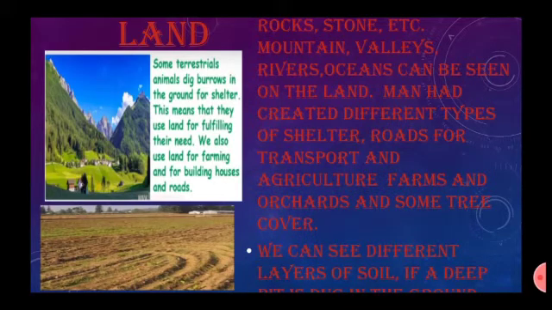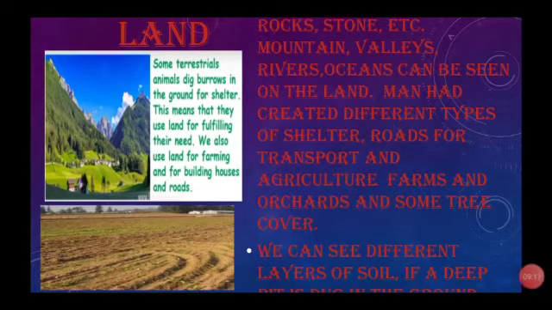Land is seen in the form of stones, soil, and big rocks. It is not flat everywhere. It is hilly in some places and flat in others. All terrestrial animals, including man, live on land. Some terrestrial animals dig burrows in the ground for shelter. This means that they use land for fulfilling their needs.